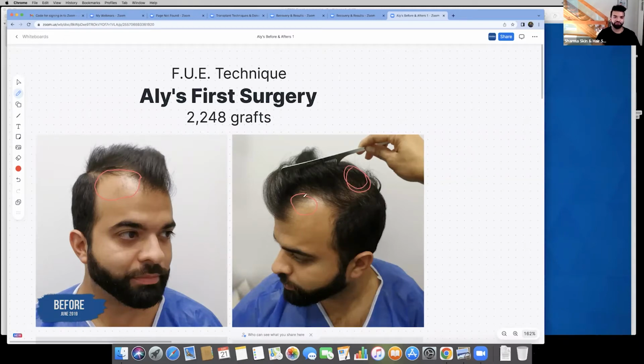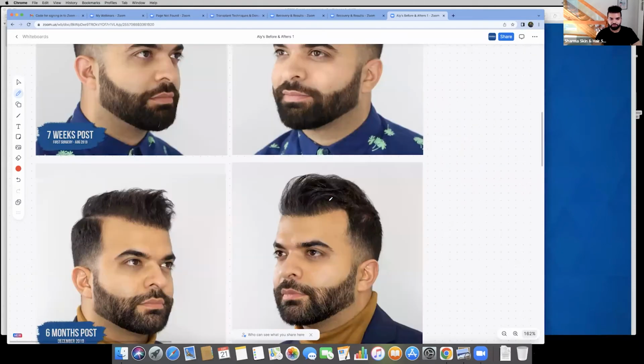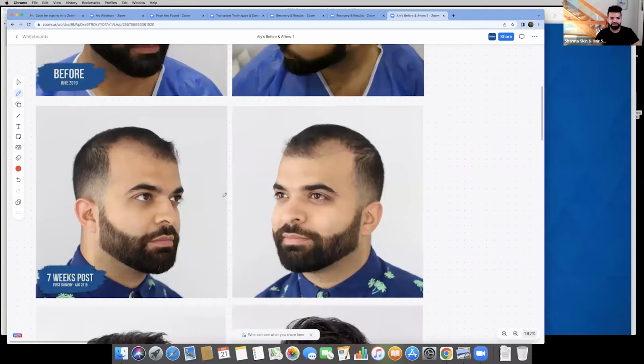So my first surgery after consulting with Dr. Sharma, we kind of agreed to about that 2,200-ish grafts for my first surgery. At this point, a second surgery was never really on the table. I thought, let's just do a surgery, let's move forward, and let's kind of get past this. So we'd agreed to it. We moved forward, and this was kind of my before pictures, June 2019. Post-surgery, there we go. 7 weeks post-surgery, you can see the grafts are all nicely quiet in there.